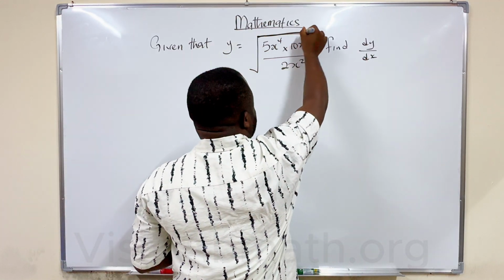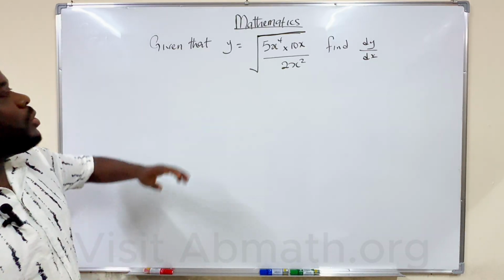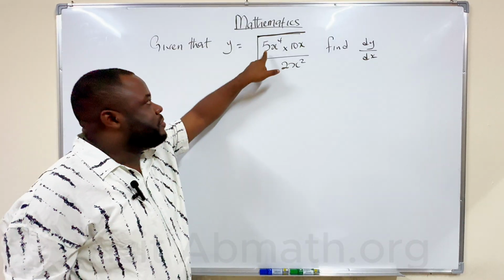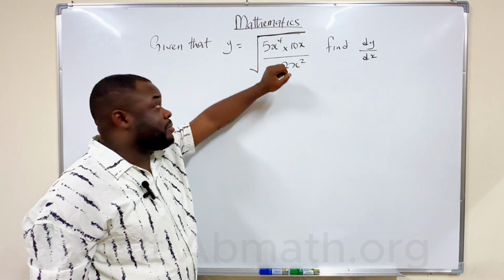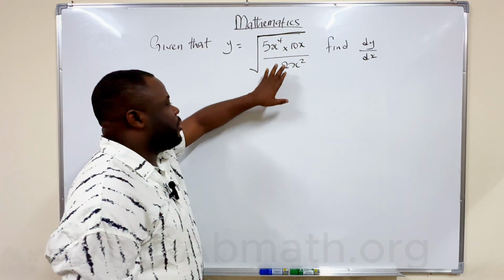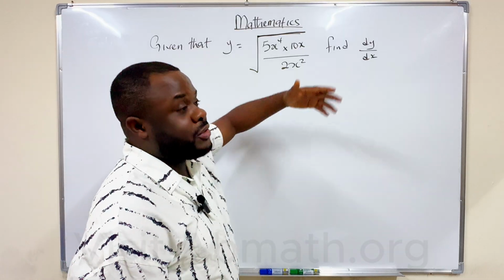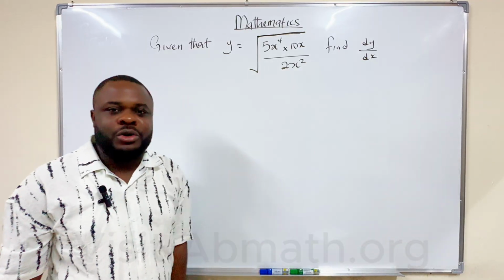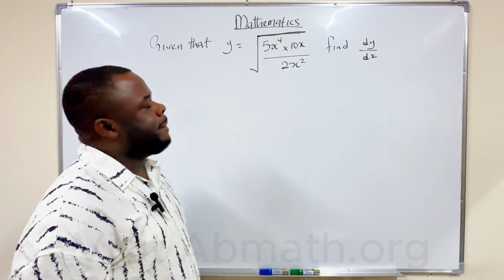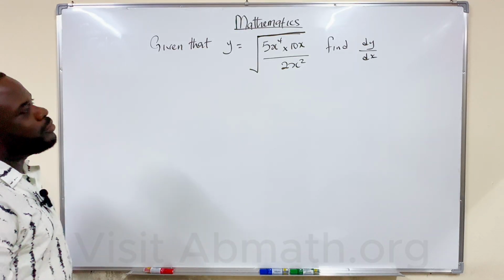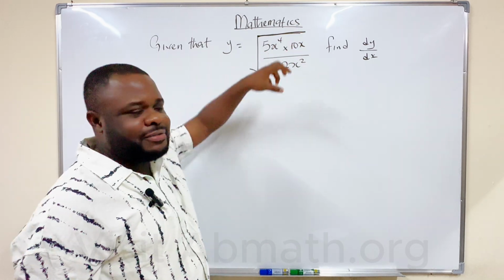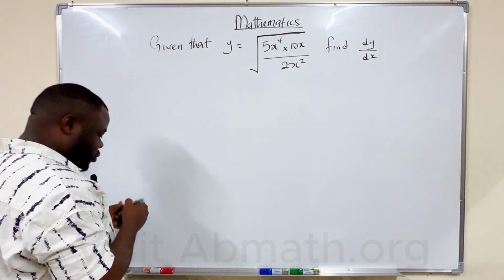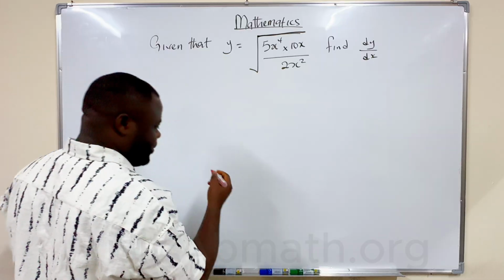They say that given y equals 5 multiplied by x to the power 4 multiplied by 10x over 2x squared, all under a square root, they ask us to find the first order derivative. So what we are going to do here is first simplify whatever is in your radicand, whatever is in your radical sign.